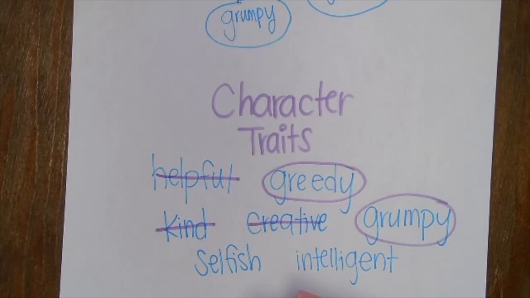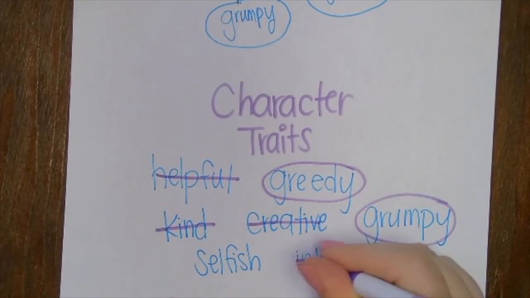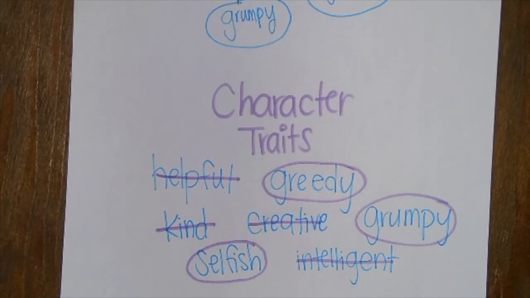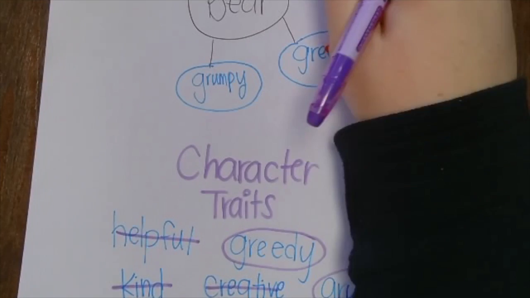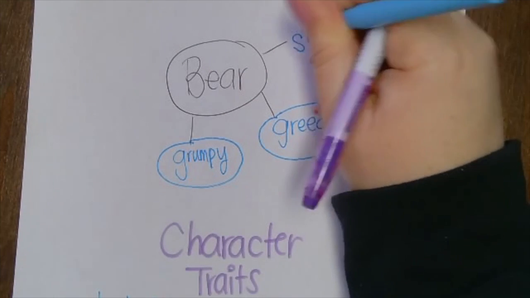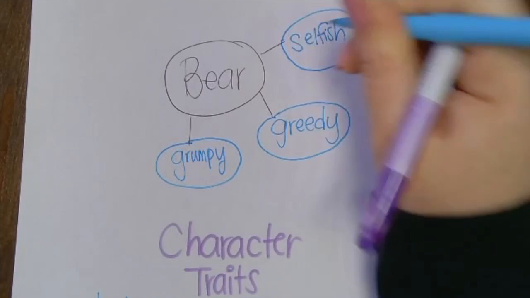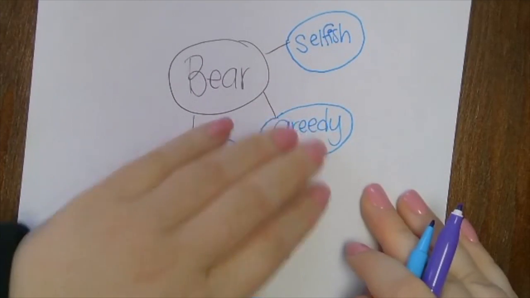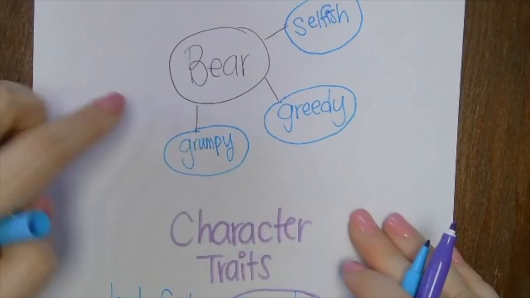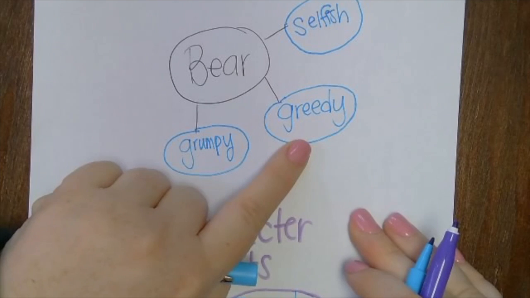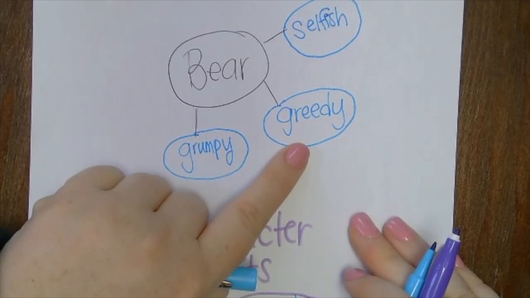Selfish, only thinking about himself, or intelligent, he's really smart. Now, someone can be tricked and still be intelligent, but that's not really the best word to describe him. We know that even in the story, one of the characters described him as selfish, so I definitely want to write that. Good readers, take notes while they're reading, okay? And I want you to hold on to this because we're going to use this tomorrow.